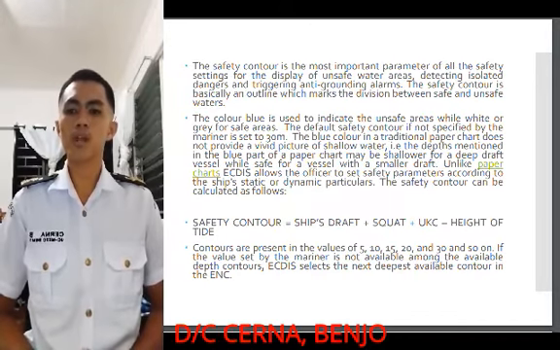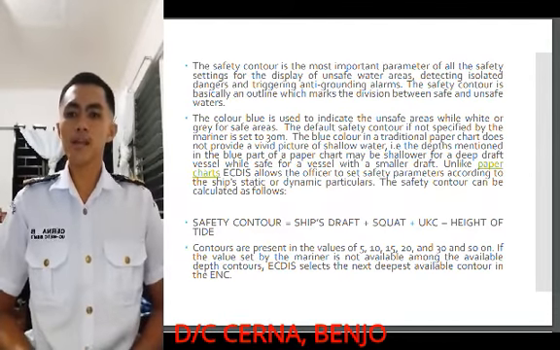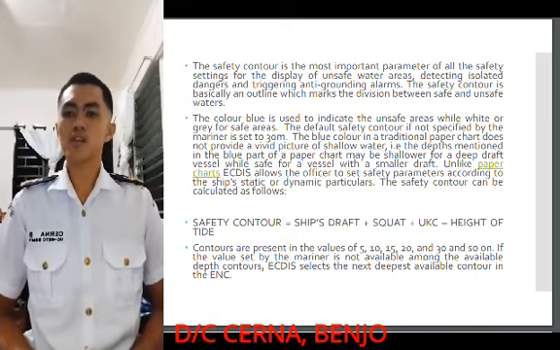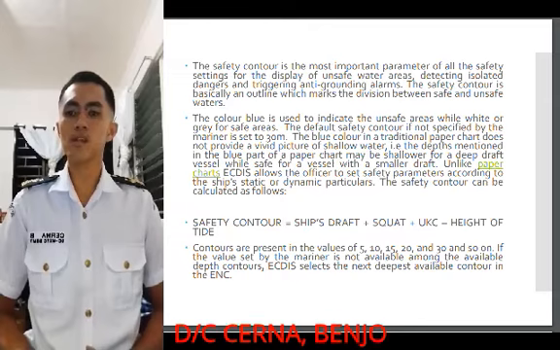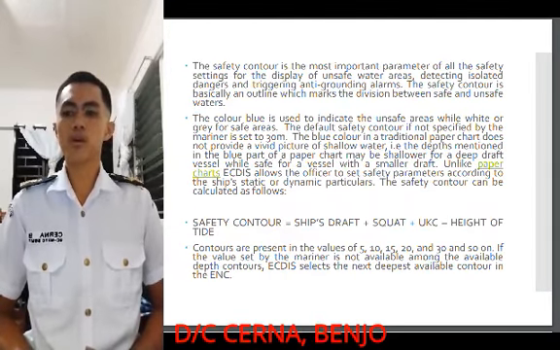The blue color in a traditional paper chart does not provide a vivid picture of shallow water. For example, the depths mentioned in the blue part of a paper chart may be shallow for a deep draft vessel, while safe for a vessel with a smaller draft. Unlike paper charts, ECDIS allows the officer to set safety parameters according to the ship's static or dynamic particulars. The safety contour can be calculated as follows.